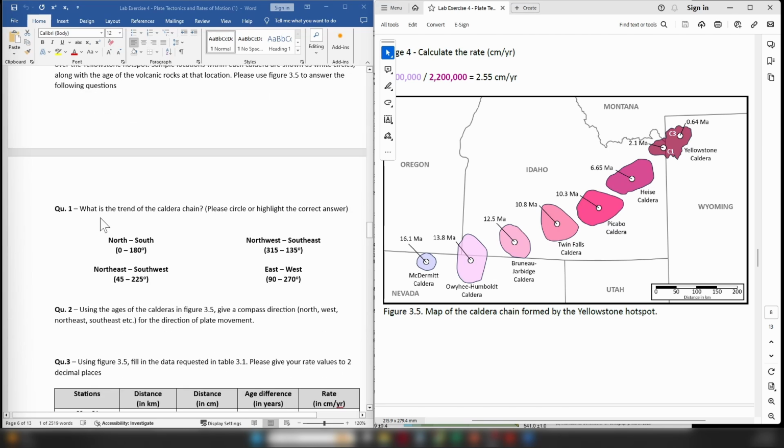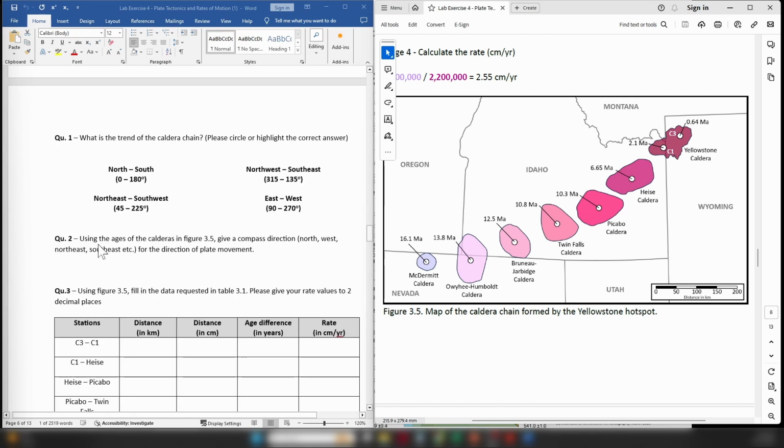So question 1 is simply, what's the trend of the caldera chain? So the trend essentially is what direction is the chain aligned? So is it aligned east-west, north-south, northwest-southeast? So please, from the 4 options, select the one that you think best fits the diagram, figure 3.5.